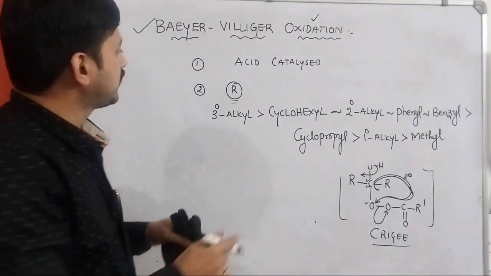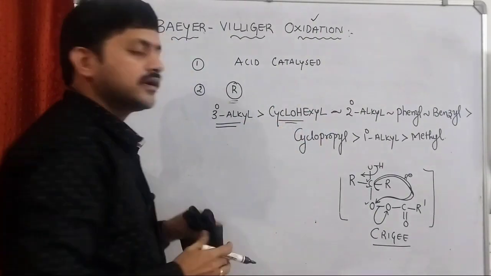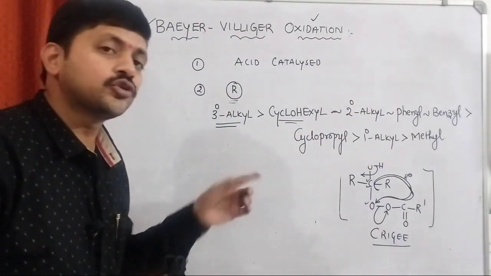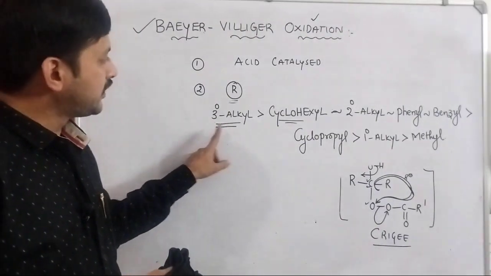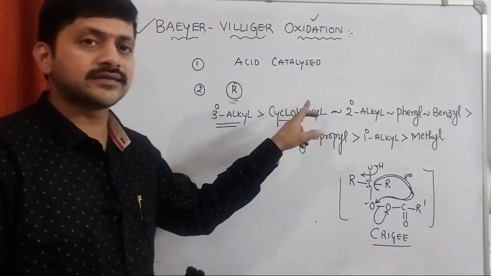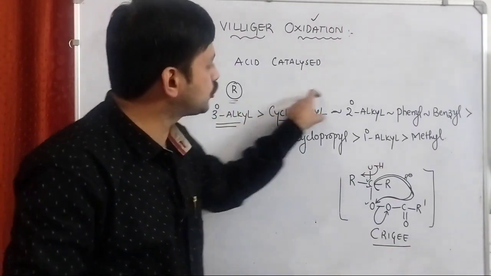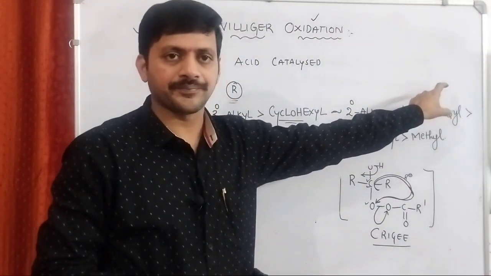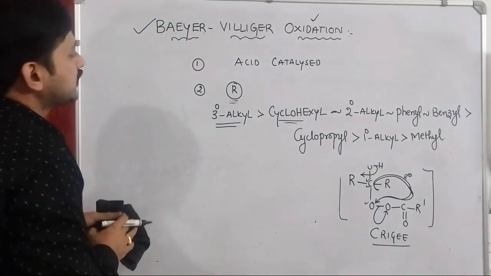It means that if you are having two groups, tertiary alkyl group and cyclohexyl group, which group will be migrated? The tertiary alkyl group will be migrated. If you have either secondary alkyl, phenyl, benzyl or cyclohexyl along with these, what will happen? These groups will be migrated. Right? This is one important point.